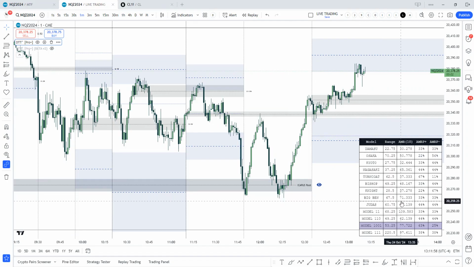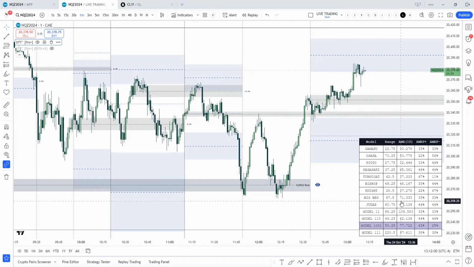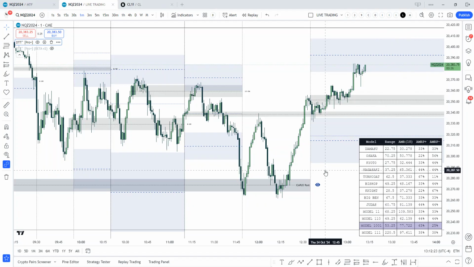Look what happened overnight. This is a different way I use AMR. If I go here and I see that the London DTT models were not as volatile, look at that, below its average model range. Big Ben, below its average model range. Judas, below its average model range. Model 11 too, below its average model range. So what does this all mean? It means volatility is low. I don't want to be a part of the market when volatility is low. As traders, we want to be there when volatility is there.